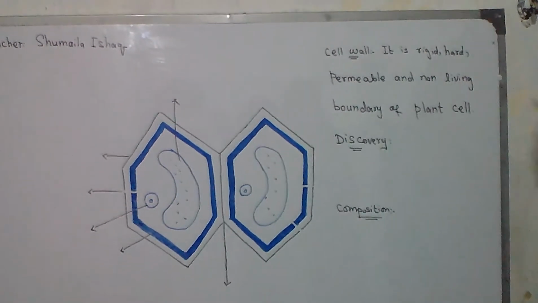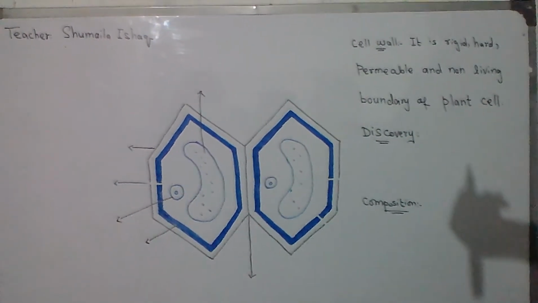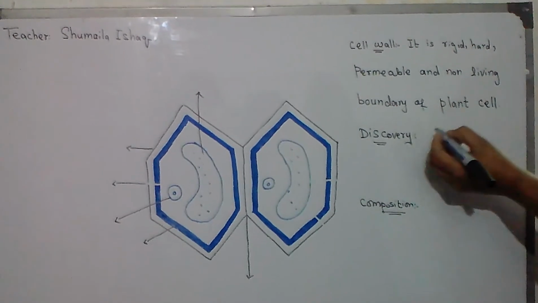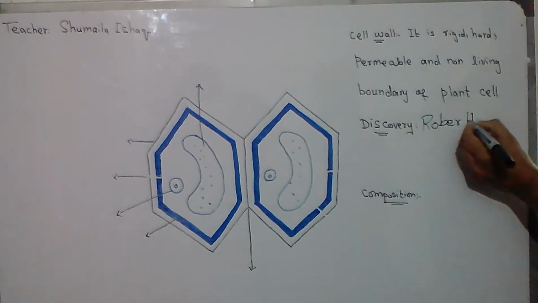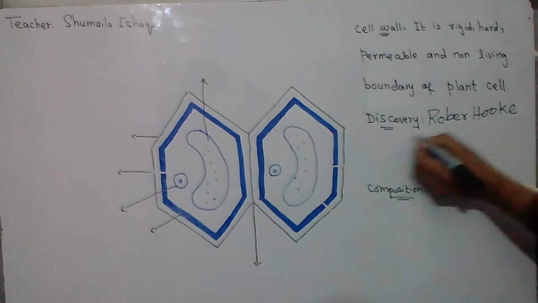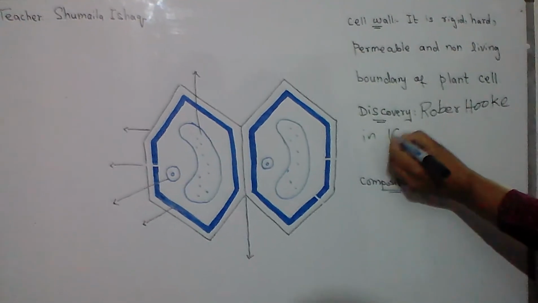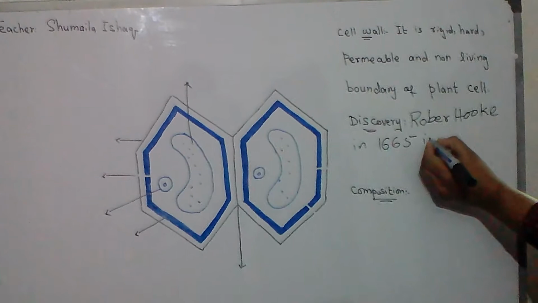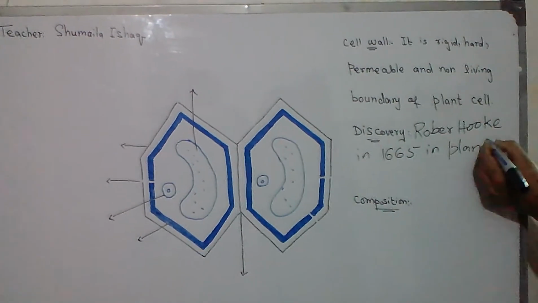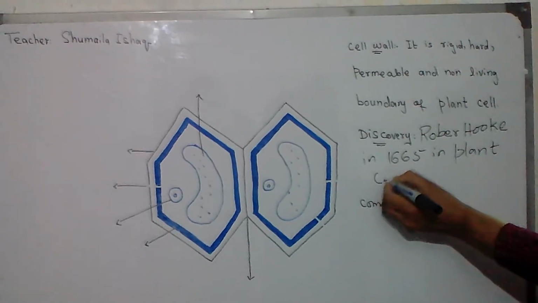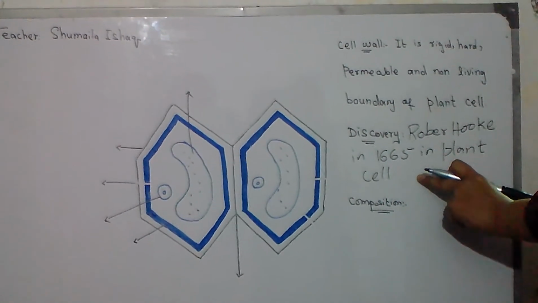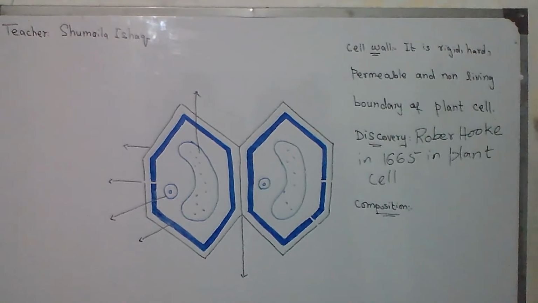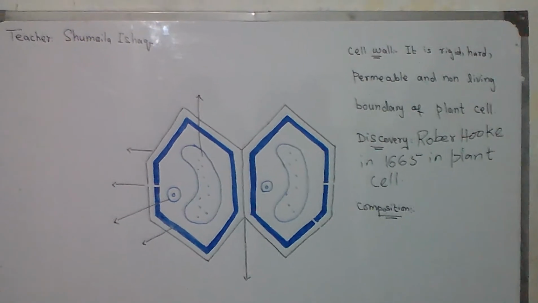Discovery: first of all, we should know who discovered it. It was discovered by Robert Hooke in 1665. Dear students, I would like to tell you that the cell wall is only present in the plant cell and it is not present in the animal cell.